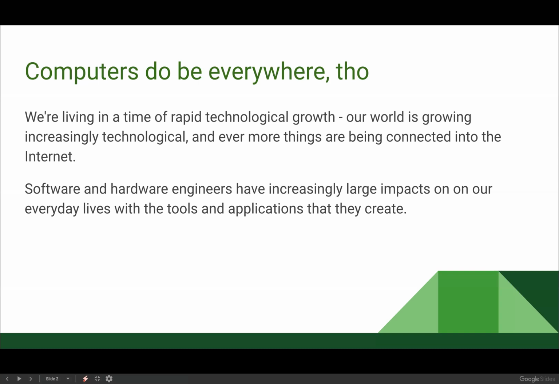Software and hardware engineers, people who design computers, have increasingly large impacts on our everyday lives with the tools and applications that they are creating for use.